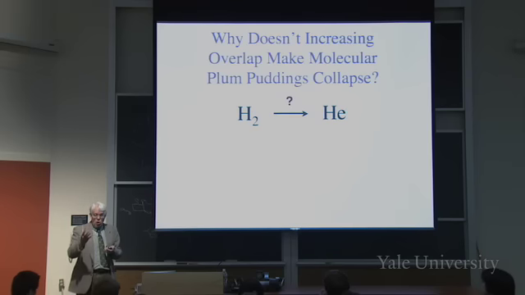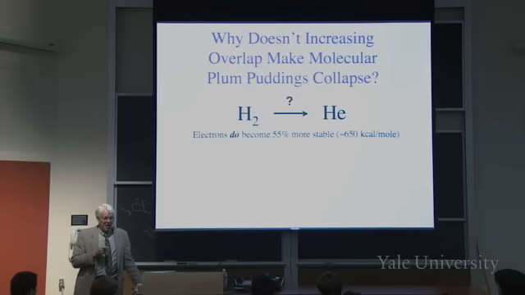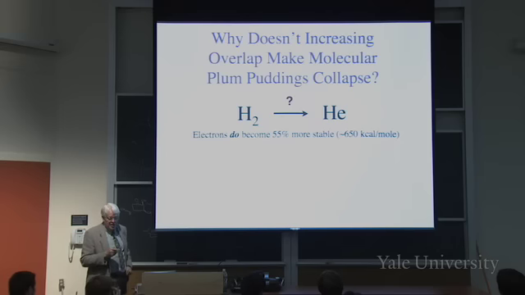The electrons are getting more and more stable as you increase the overlap by bringing things closer together. So why doesn't it just collapse? In fact, if the hydrogen molecule collapsed to helium, it would be a funny helium because it would have no neutrons. But if it collapsed, the electrons indeed would become 55% more stable. The electrons in helium are lower in energy than the electrons in H2, right? So that would tend to pull them together all the way to distance 0.